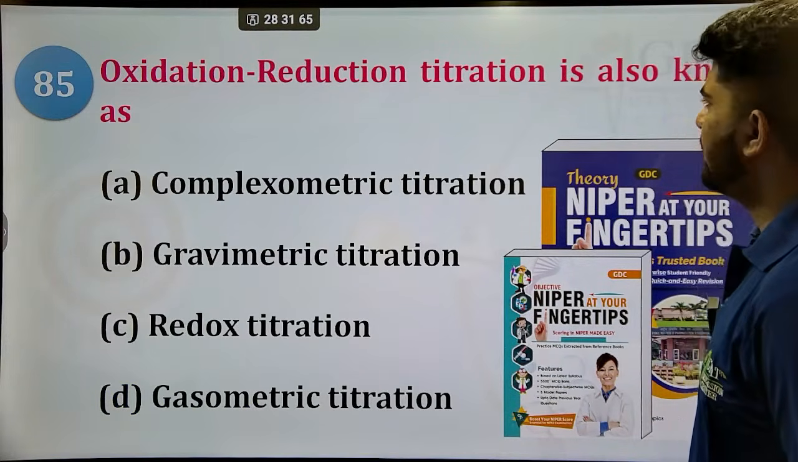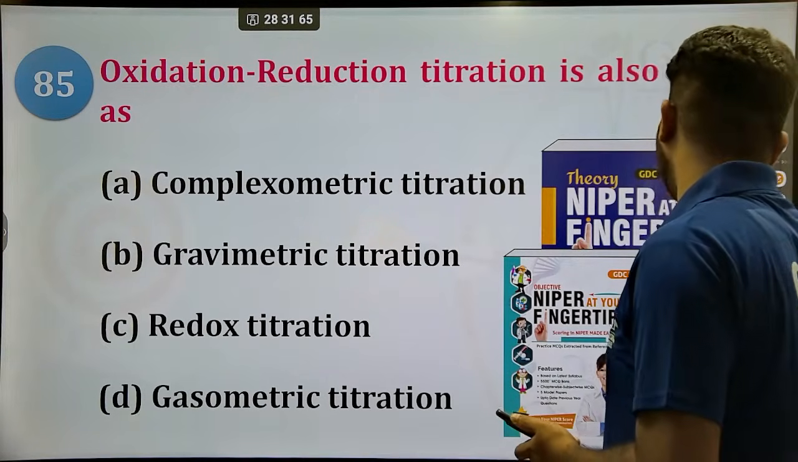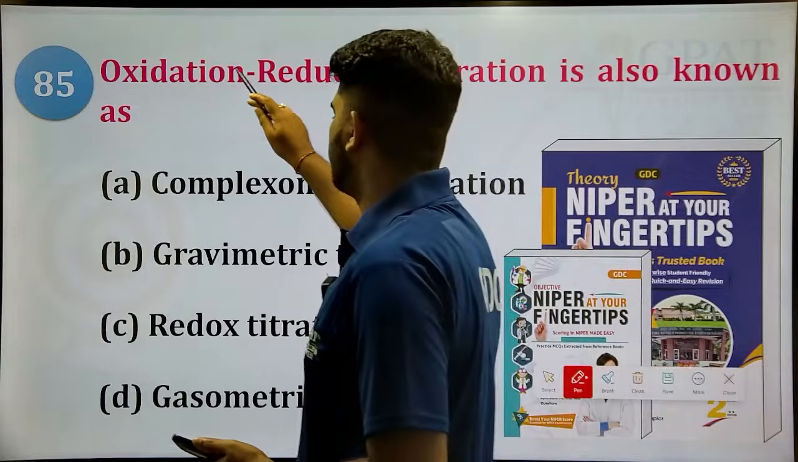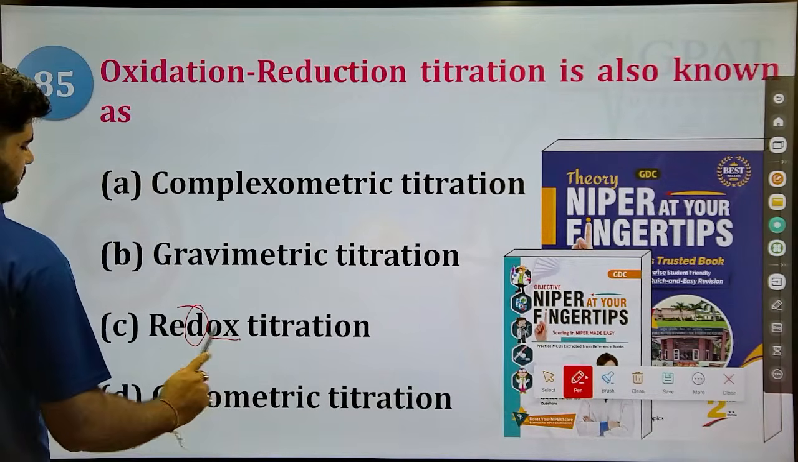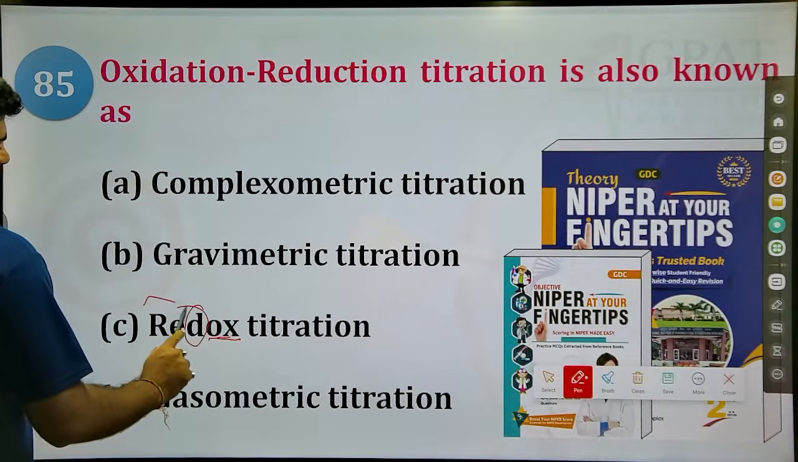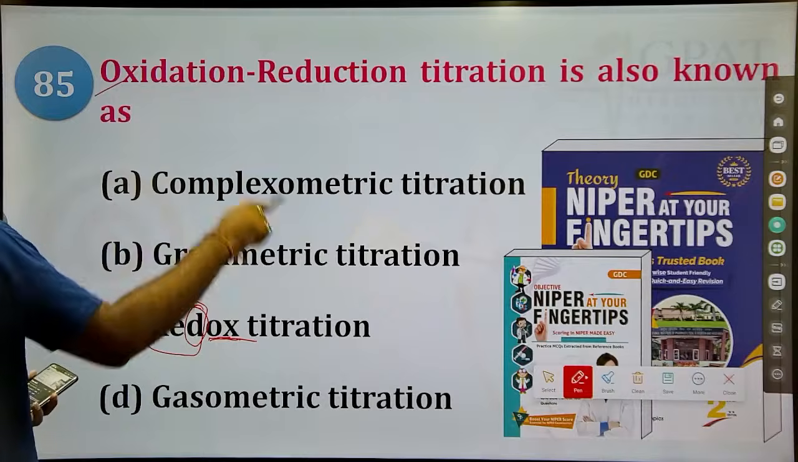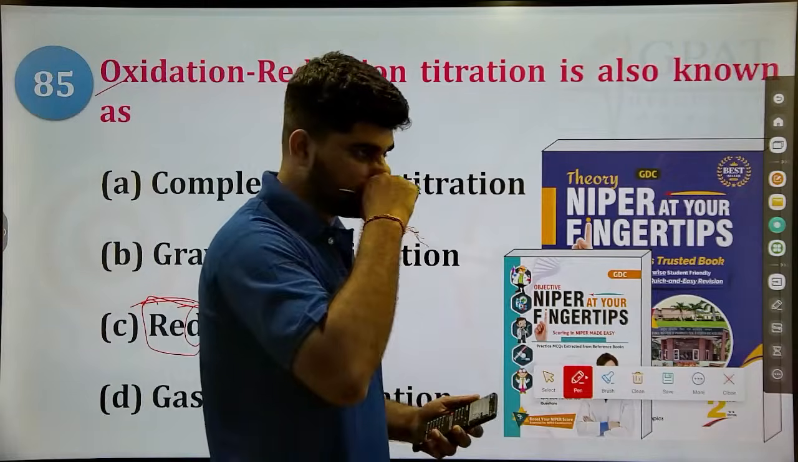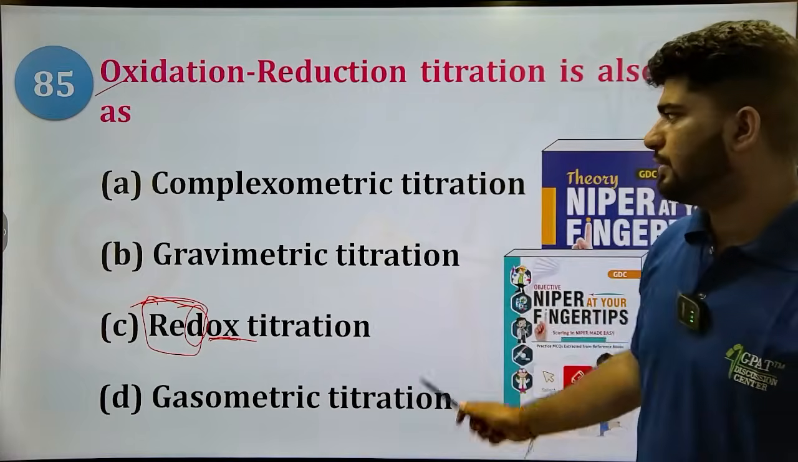Okay. Oxidation reduction titration is also known as complexometry, gravimetry, redox, or gasometric. Obviously, if I talk about oxidation and reduction, here you can see reduction, oxidation, reduction, oxidation and reduction. That is what oxidation and reduction titration. Oxidation is loss of electron, reduction is your gain of electron, right?